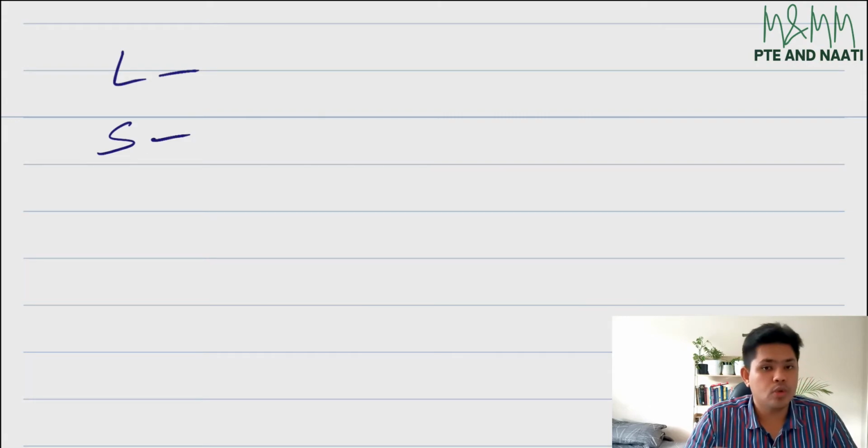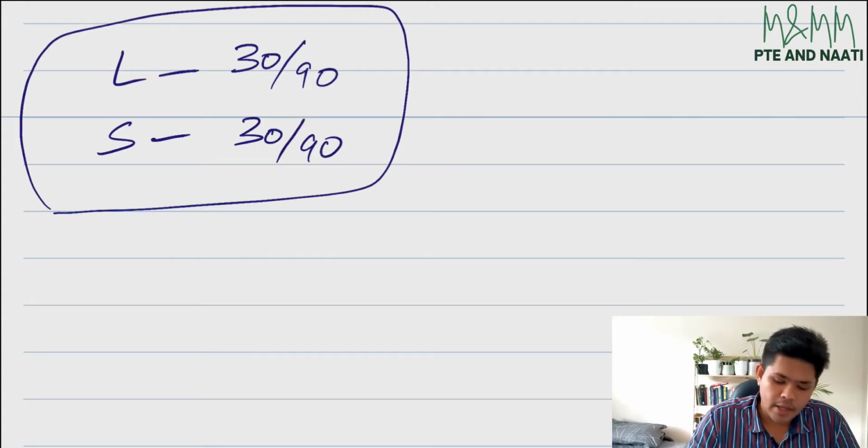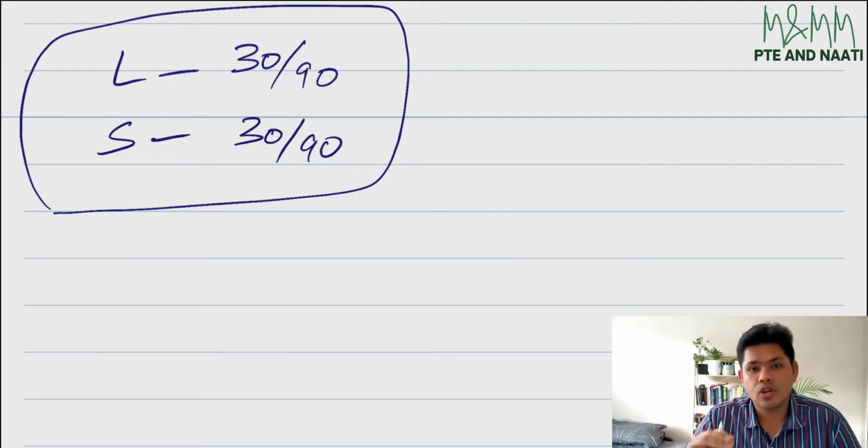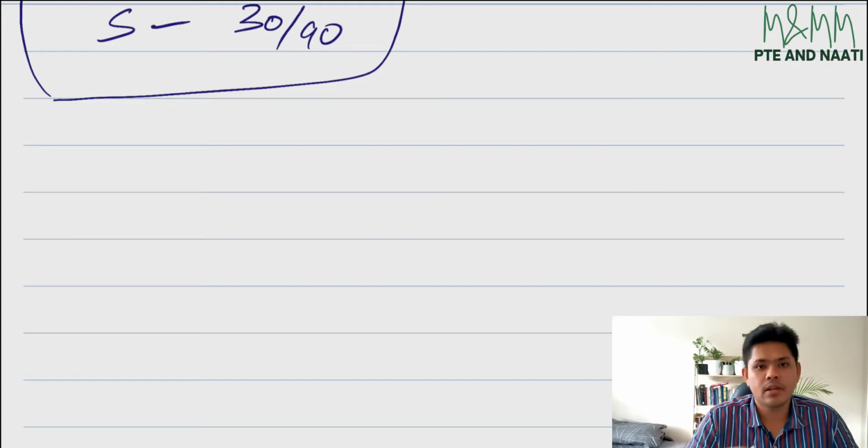That is why the scores will go to both listening and speaking section. The weightage will be 30 out of 90 in listening and 30 out of 90 in speaking. Hence, we know that this topic is very important. Second thing I would like to say over here is, how much should I practice? How many questions should I do in a day?